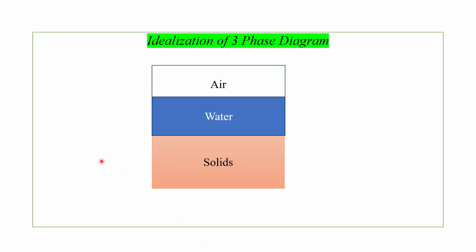For convenience in calculations and easy understanding, all the solid particles are segregated and placed in the lower layer of the three-phase diagram. Similarly, water and air particles are placed separately. Please note that the three constituents cannot be actually segregated. The phase diagram is a simple diagrammatic representation of a real soil.